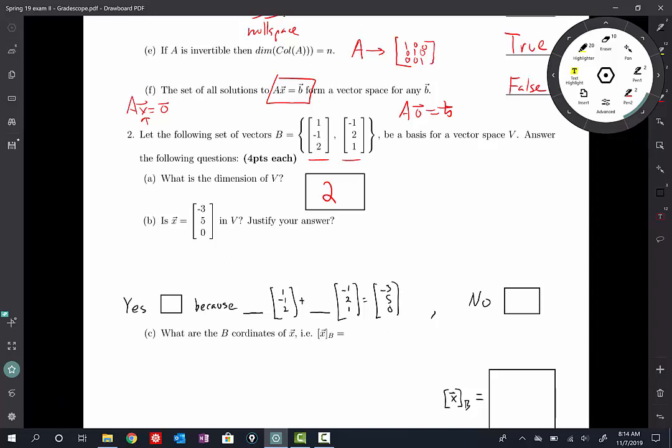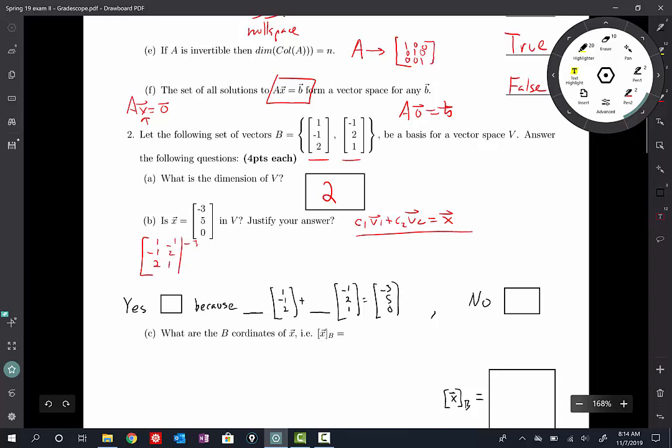Then the next question is, is this vector in V? Well, if this is a basis for V, then I should be able to take a linear combination of the basis vectors and generate any vector that's in V. So if there is a solution to this equation, then yes, x is in V. And if there's not a solution, then no, x would not be in V. So in other words, to solve this, I'm just going to solve this vector equation.